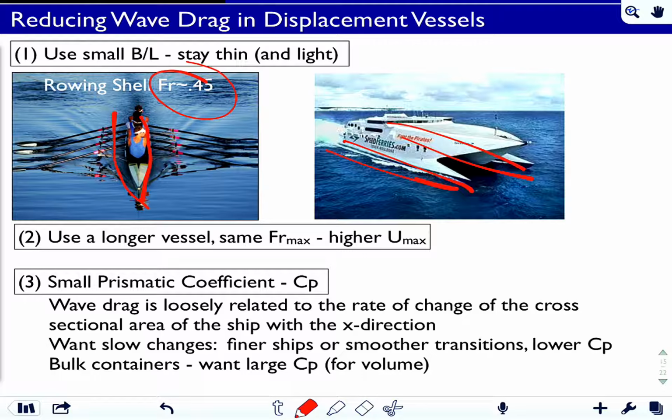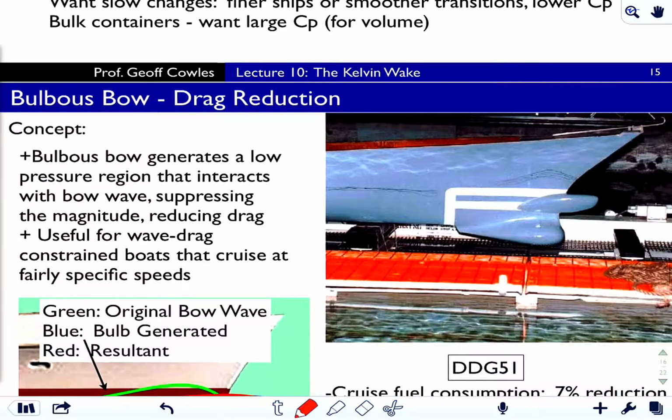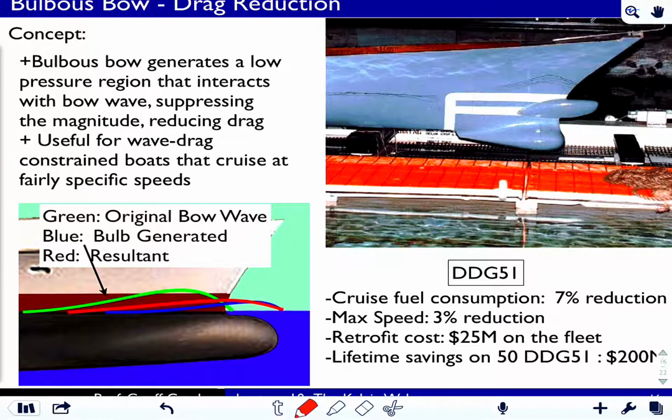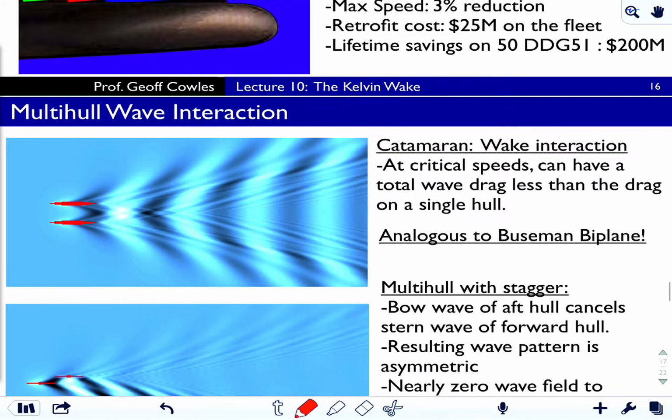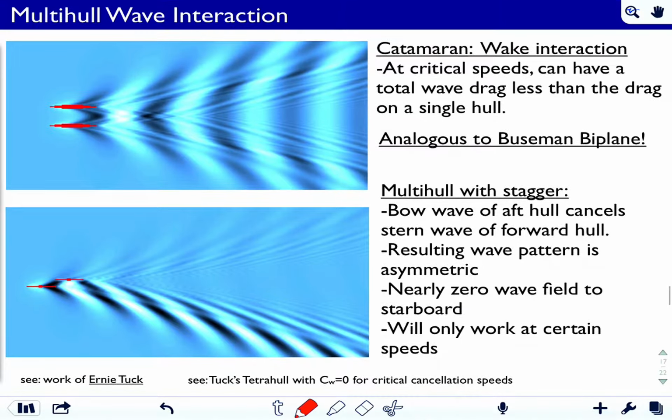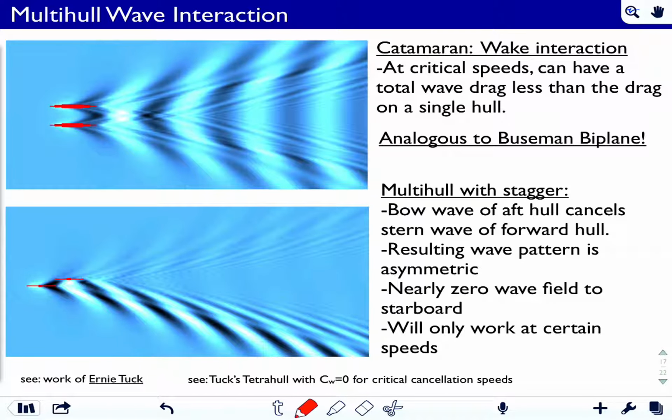So you want to keep the beam low, the prismatic low, but all these have trade-offs because now you're reducing the amount of volume you can put in the boat, you're reducing the stability of the boat, and so, as with everything else, you have fundamental trade-offs. I talked about this in class, so I won't go through the bulbous bow. This is just some examples of wave-wave interaction.